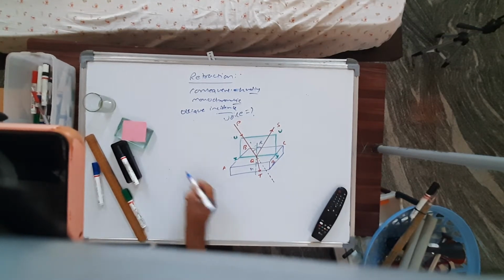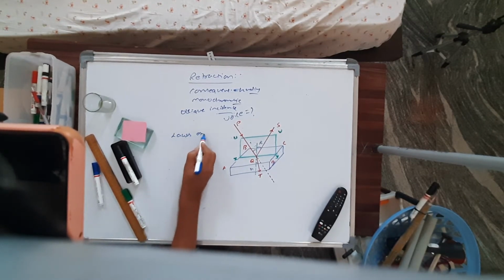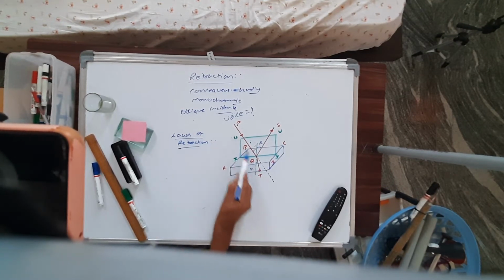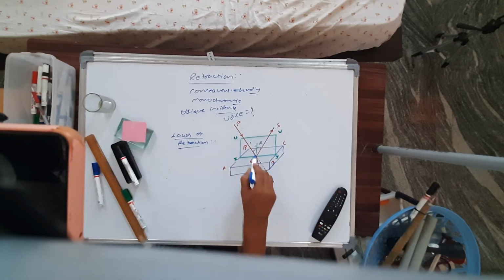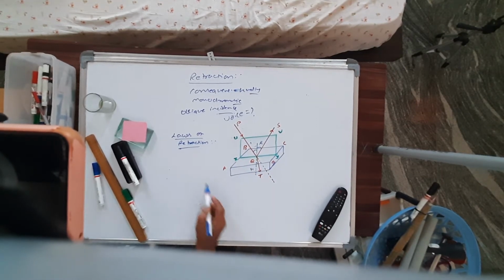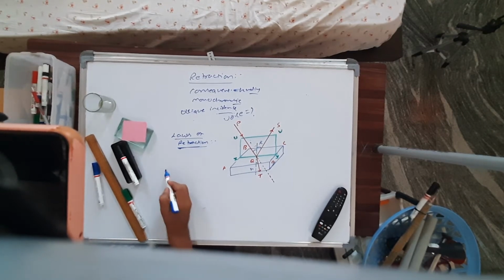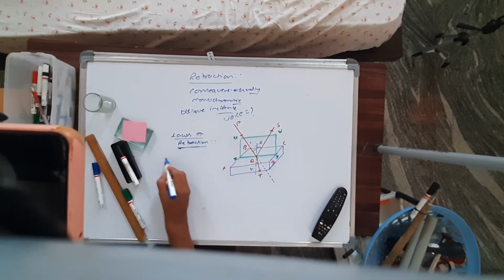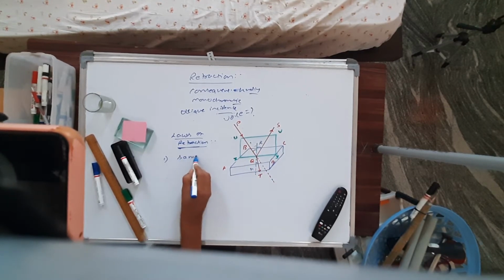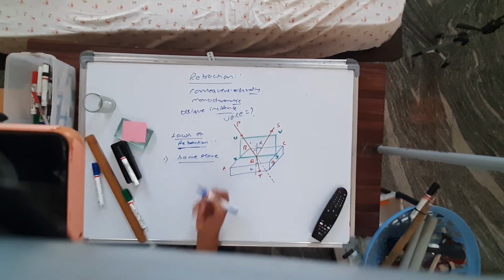Now we have to study the laws of refraction. I repeat, the phenomenon of change in the speed of light and the consequent bending of a monochromatic ray of light at the surface joining the two media, as it enters from one medium to another for oblique incidence, is called refraction. So, laws of refraction, very simple. The incident ray, the refracted ray and the normal drawn all lie in the same plane.